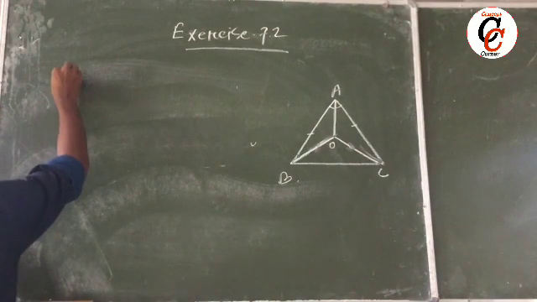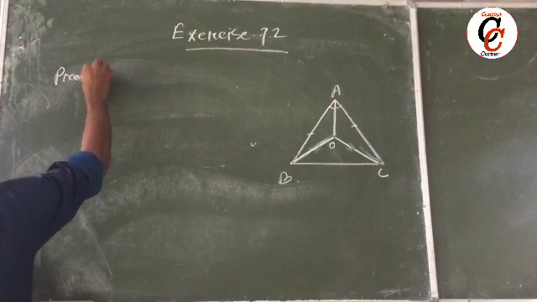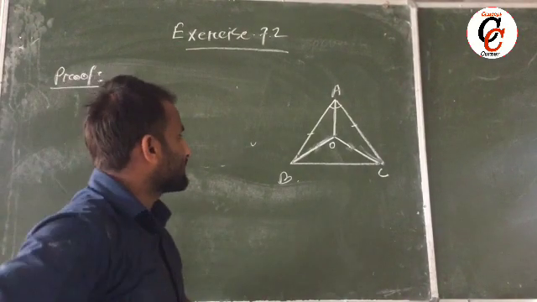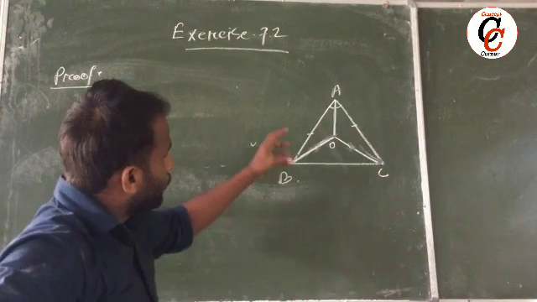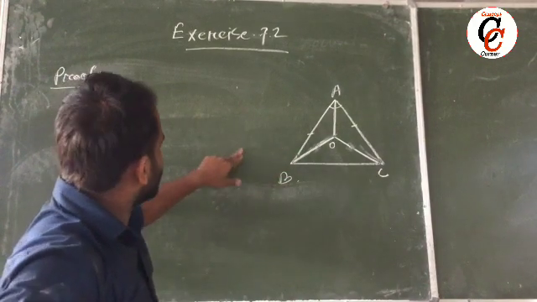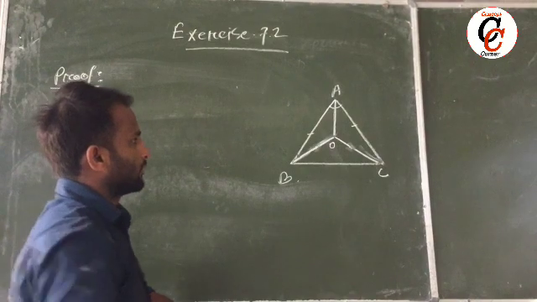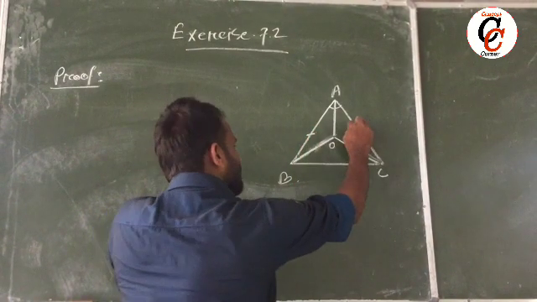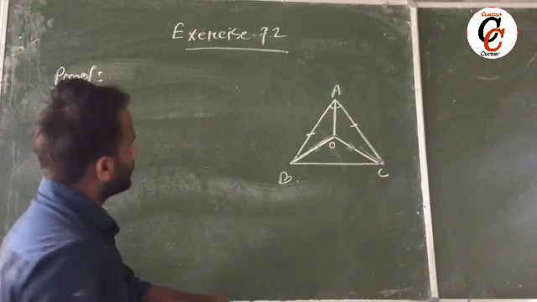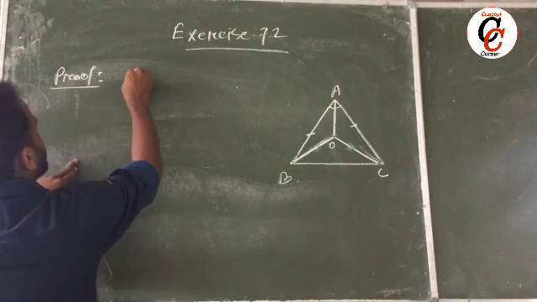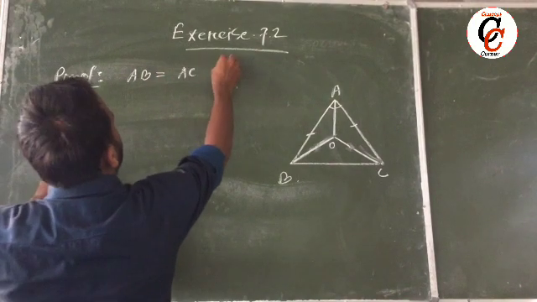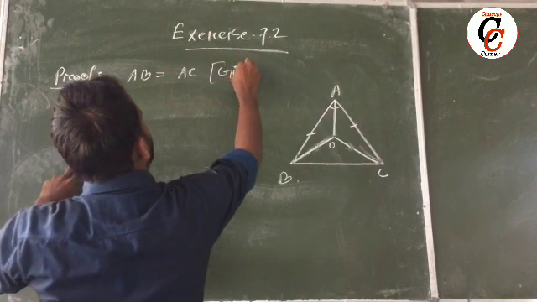Proof. In the question, we will start from what is given. From that point, we will start the solution. First of all, we are given that side AB and side AC are equal. Given AB is equal to AC. It is given in the question.